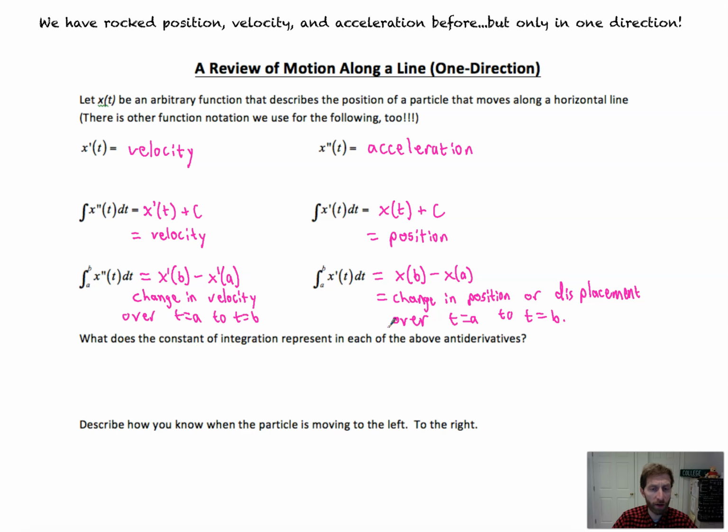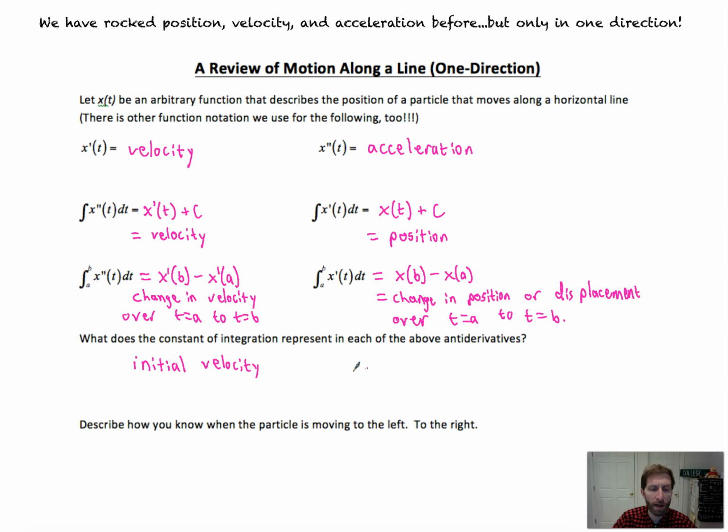What does the constant of integration represent in each of the above antiderivatives? The constant of integration in this first one would be the initial velocity. So that's the velocity at the starting value. That makes sense because if I plug in t equals 0 right here, then I'm going to be solving for what that c value is, typically assuming that we start out with no velocity. So that would be my initial velocity is usually what that represents.